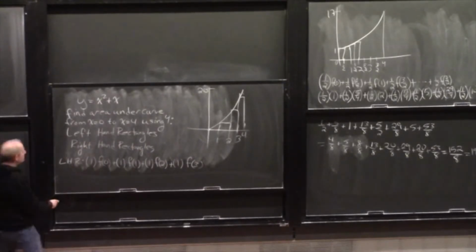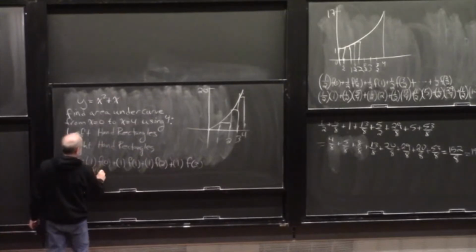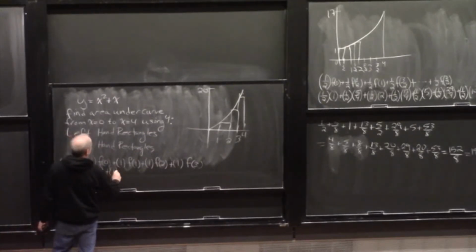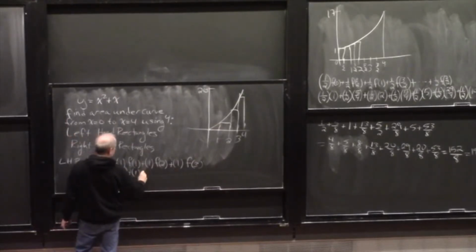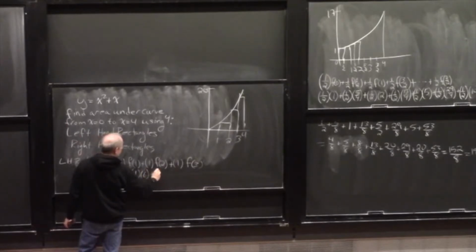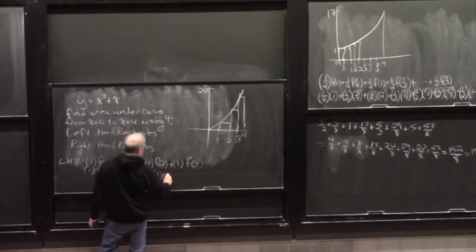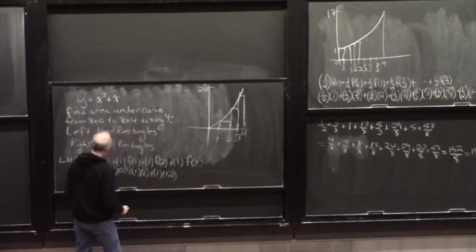Now you plug those in. F of 0 is 0. F of 1 is 1 plus 1 is 2. F of 2 is 4 plus 2 is 6. And f of 3 is 9 plus 3 is 12. So you should get 20.